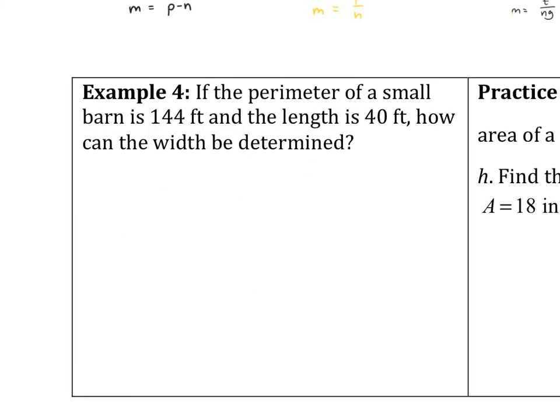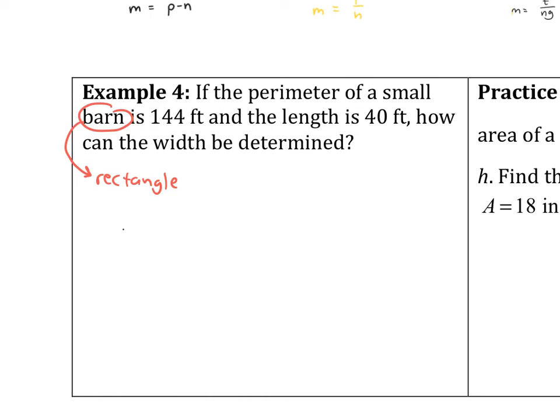All right, it is time for us to look at example number 4. If the perimeter of a small barn is 144 feet and the length is 40 feet, how can the width be determined? We do have to make an assumption. They didn't tell us about the barn, but it's probably fairly safe to assume that the barn is what shape? Probably a rectangle. Even if it were a square, you could say a square is a rectangle.